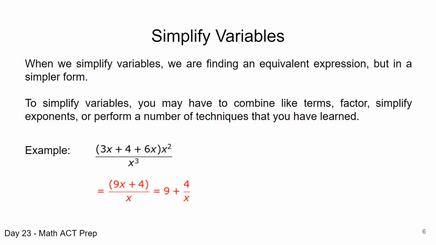You could see that as an answer choice if you were asked to simplify, or you could see where we have divided the x through each term. The 9x over x just gives us 9, and the 4 over x is as far as we can simplify. So you could see either of these as answer choices. It just depends on what they put down in the question. But the main thing is we can only simplify when we have the same variables. We're going to make use of what we know about combining like terms, simplifying exponents, and those sort of things.